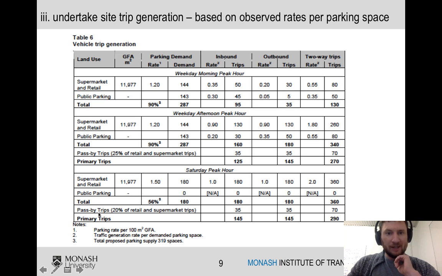Take note of the pass-by trips. We will be touching on that in a later video, but it's just something to take note of. There is a difference between pass-by trips and primary trips, and those two add up to be your total trips. But stay tuned for the next video on pass-by trips.